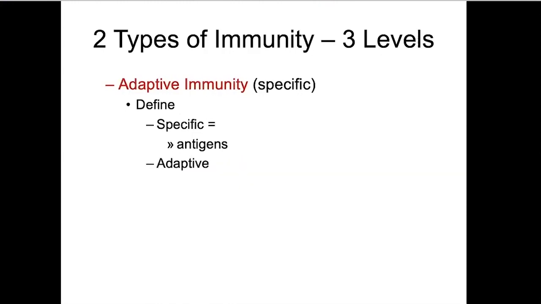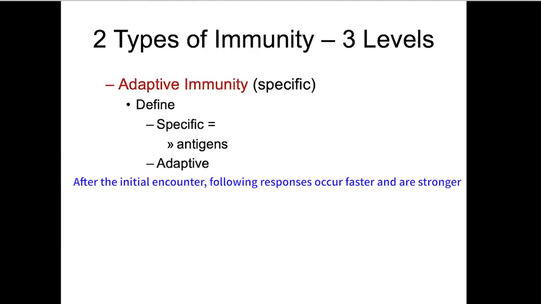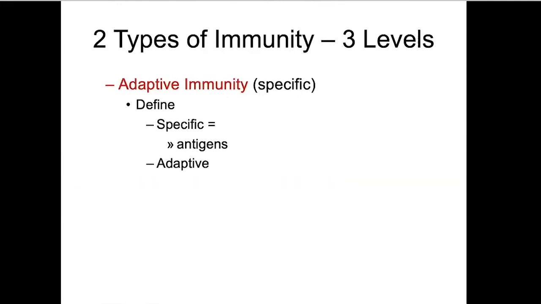This immune response is adaptive, which means that after the first encounter with an antigen, subsequent encounters, responses will occur much more quickly and much more effectively. In other words, a second, third, fourth, fifth, etc. response is going to occur much faster and much stronger. Hopefully, this will prevent you from becoming ill. So there is an improvement in the immune response.